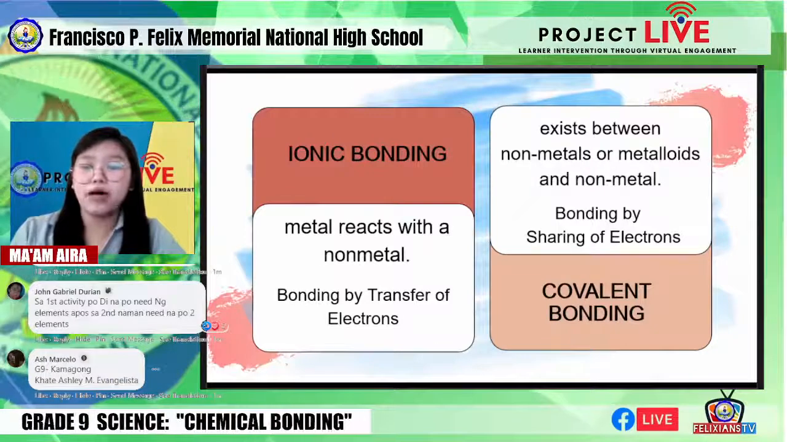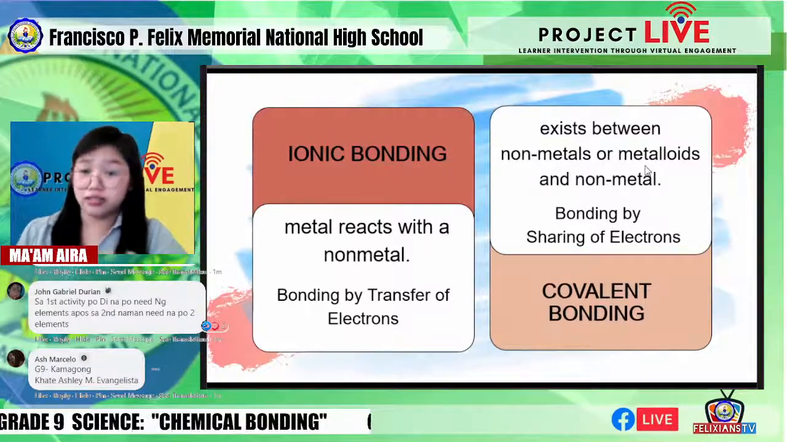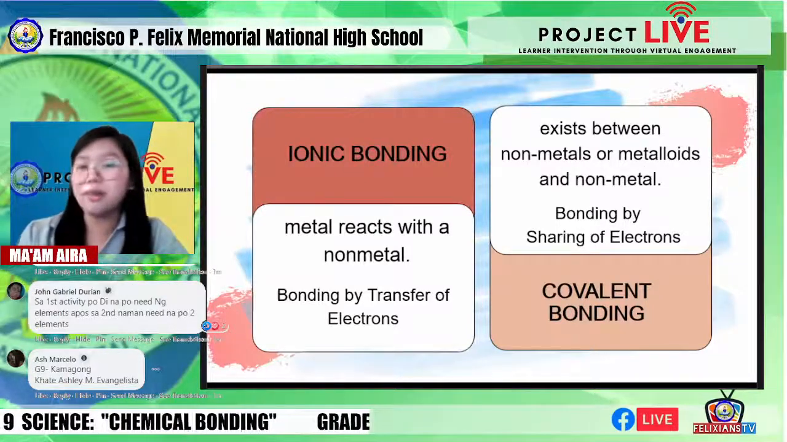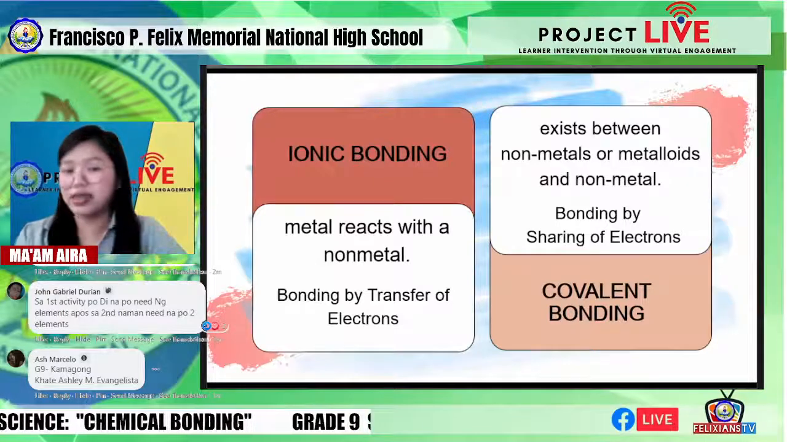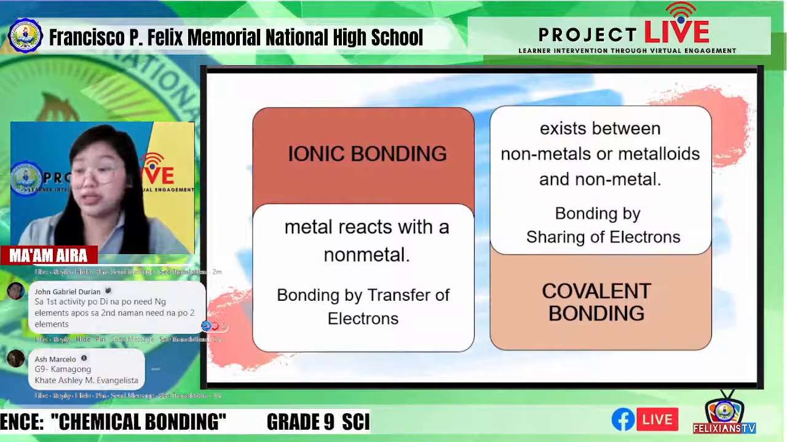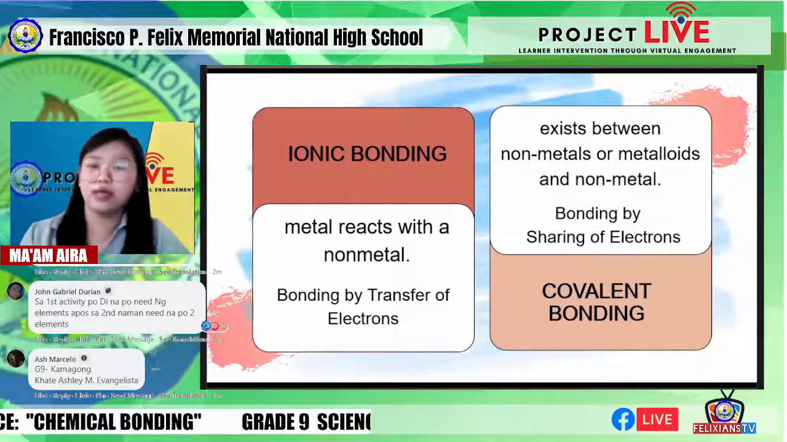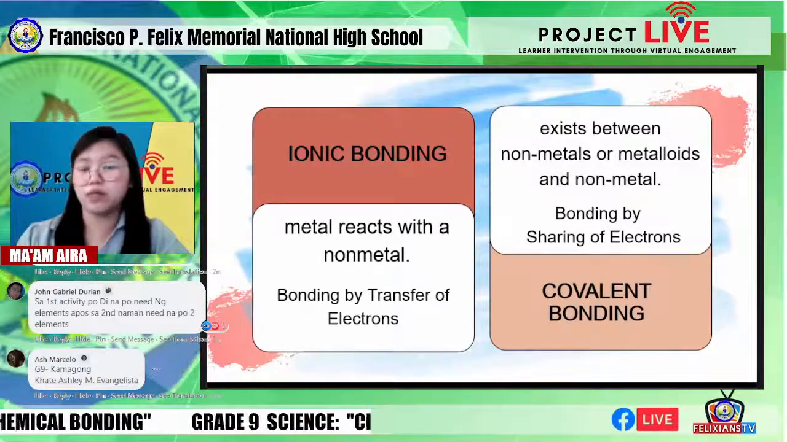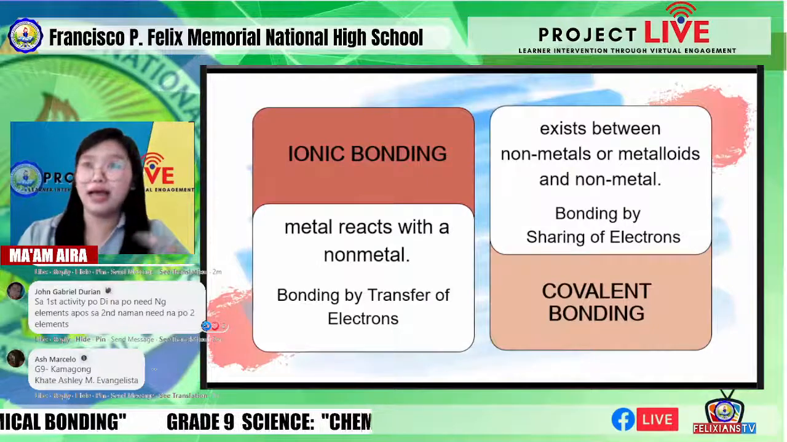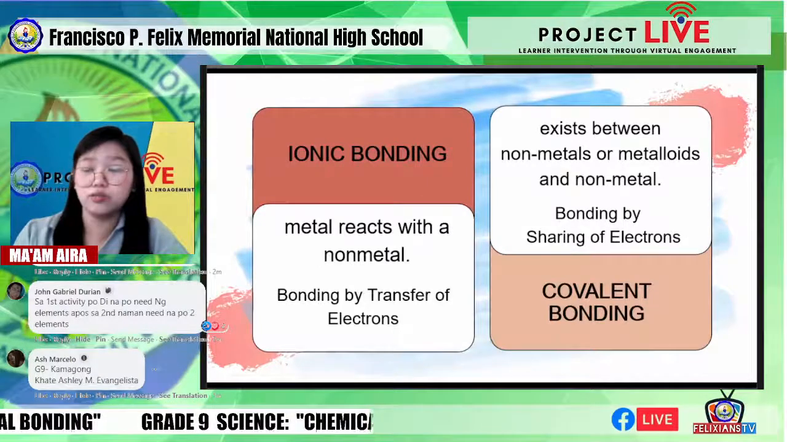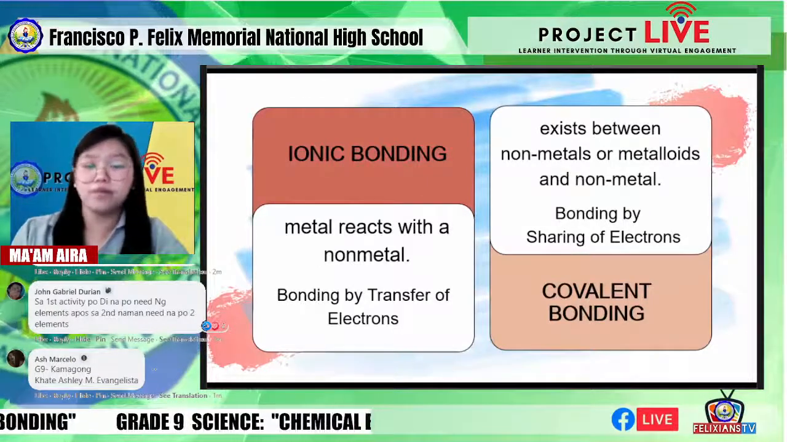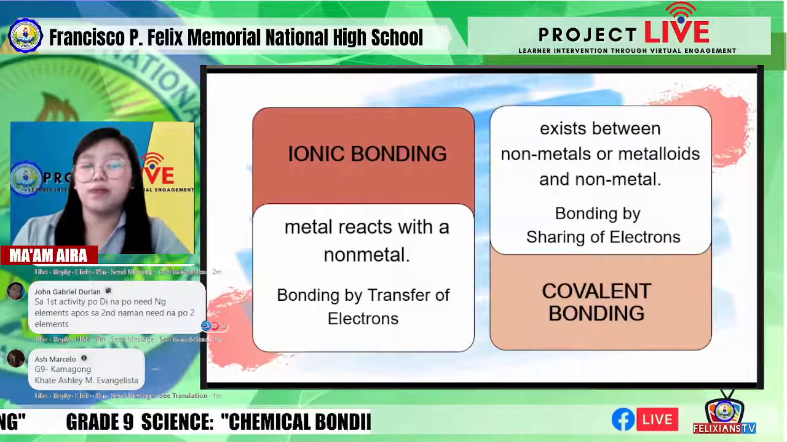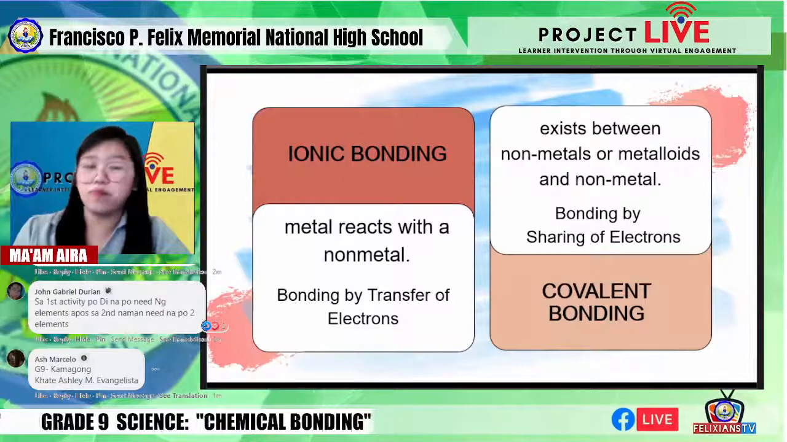Again, sa mga subatomic particles, we have protons, neutrons, and electrons. Ang nagpa-participate lang sa lahat ng activity ng isang atom is the electron. Kasi siya yung freely flowing or siya yung nakaka-move sa part ng mga subatomic particles. Hindi kagaya ng proton and neutron na nandoon lang sa loob ng nucleus. So again, we are transferring electrons through bonding or what we call the ionic bonding.